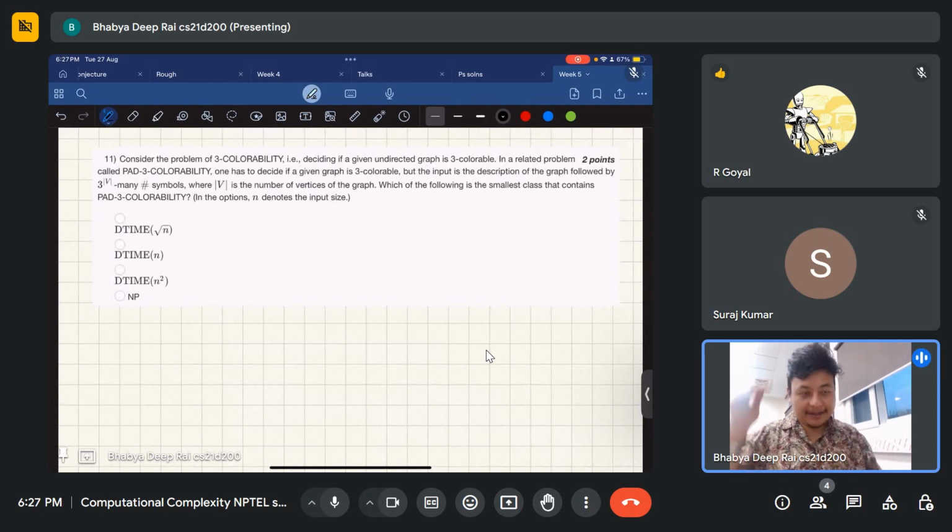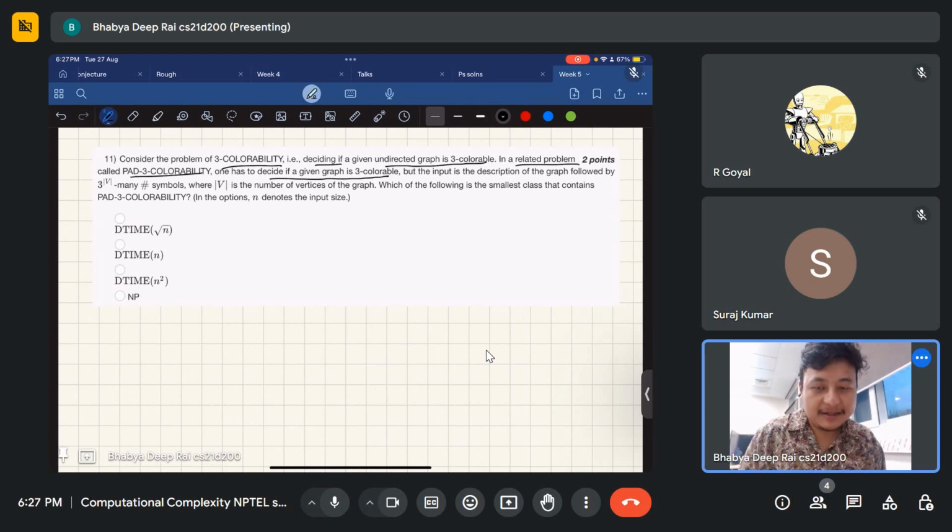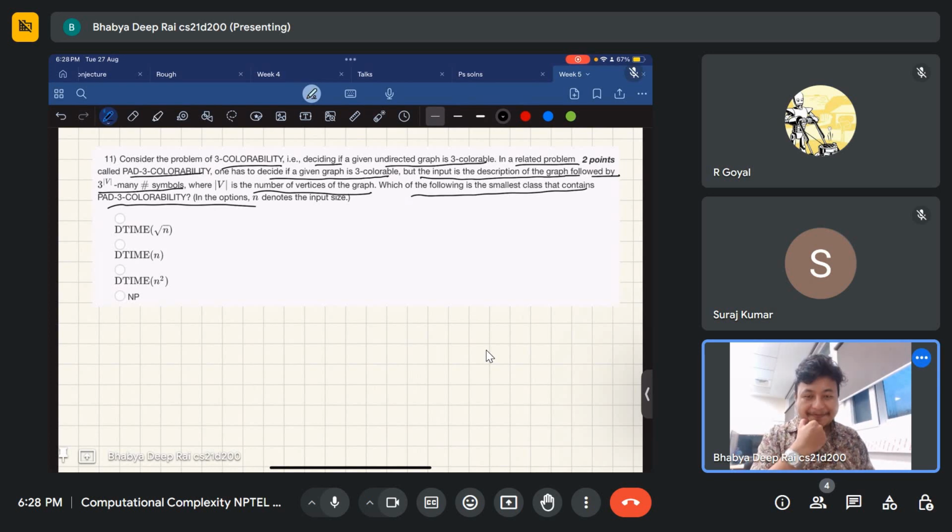I think you've seen padding already, right? How padding can be used. What padding does is it inflates the input so much that when you try to solve it with a machine, you actually reduce the complexity relative to the input. So here is another question. Consider the problem of 3 colorability, that is deciding if a given undirected graph is 3 colorable. In a related problem called pad 3 colorability, one has to decide if a given graph is 3 colorable, but the input is a description of a graph followed by 3 to the size of v many hash symbols, where v is the number of vertices in the graph. Which of the following is the smallest class that contains pad 3 colorability?